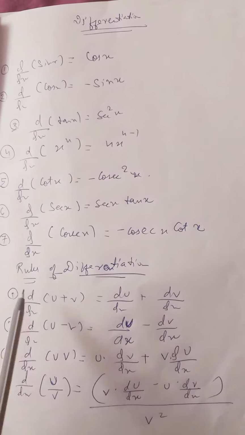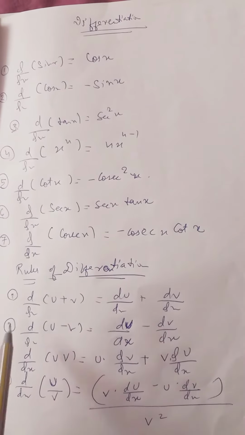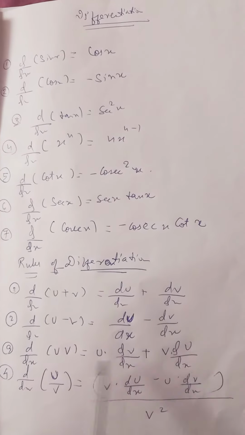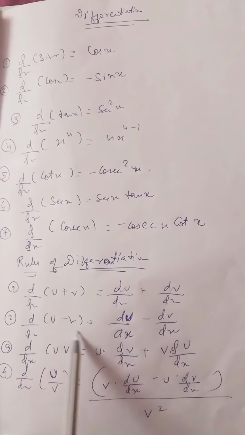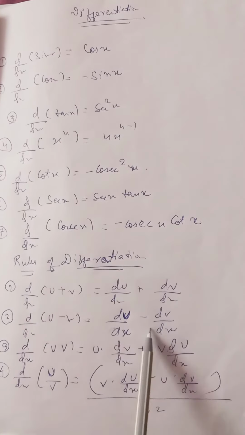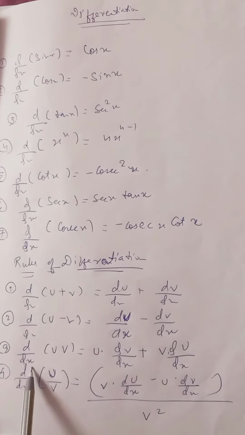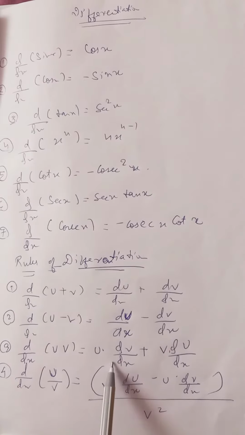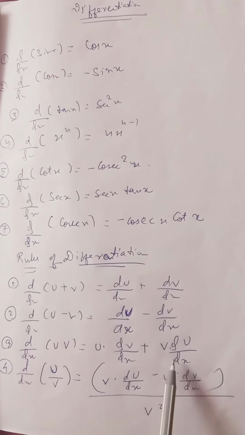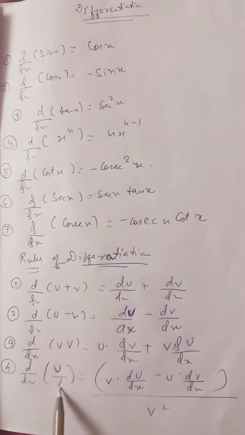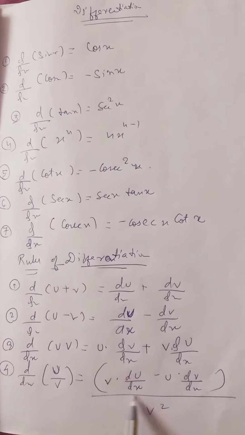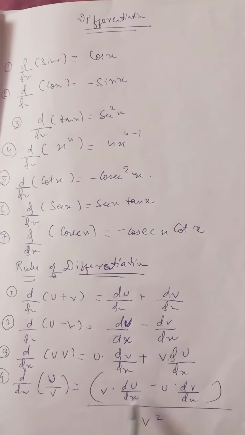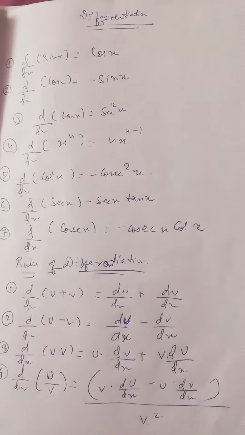Now, some of the basic rules of differentiation are as follows. First, d by dx of u plus v is equal to du upon dx plus dv upon dx. D by dx of u minus v is equal to du upon dx minus dv upon dx. D by dx of uv, that is the product of u and v, is u dot dv upon dx plus v dot du upon dx. D by dx of u upon v is equal to, in the denominator v square, and the numerator v du upon dx minus u dv upon dx.